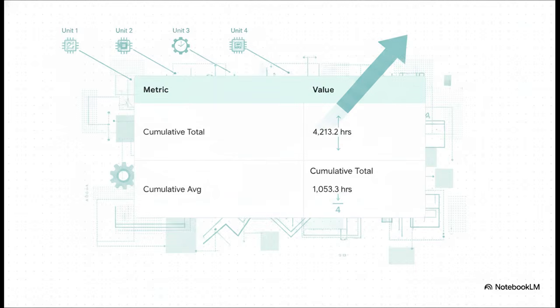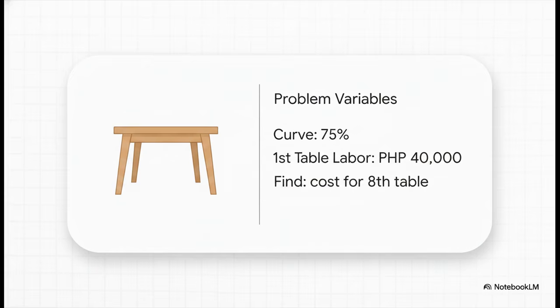Pretty slick. Now, finding the time for one specific unit is great, but businesses also really need to understand the big picture. By utilizing cumulative math formulas, which basically just sum up the time for units 1, 2, 3, and 4, we can figure out the total burden on the company. For Cumulative, the cumulative total hours to build all 4 units combined comes out to 4,213.2 hours. Divide that by 4, and we find the cumulative average time for those first 4 units is about 1,053.3 hours per unit.